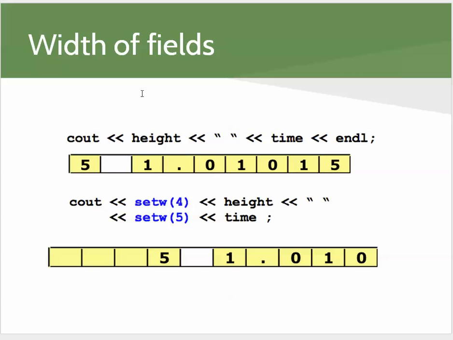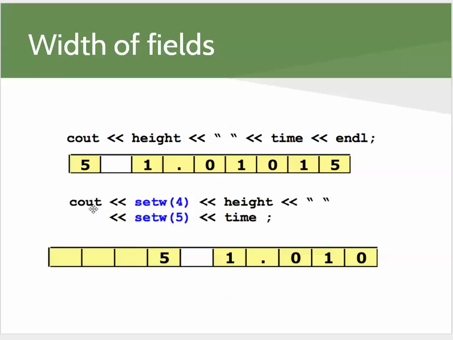Now let's say I want to change that. Let's say I want to manipulate the total width of the field that gets printed out. Basically we don't have much control over the default, right? So we print out height. If that ends up being an exact number, it'll just print out as 5. Time might come out as 1.010115.